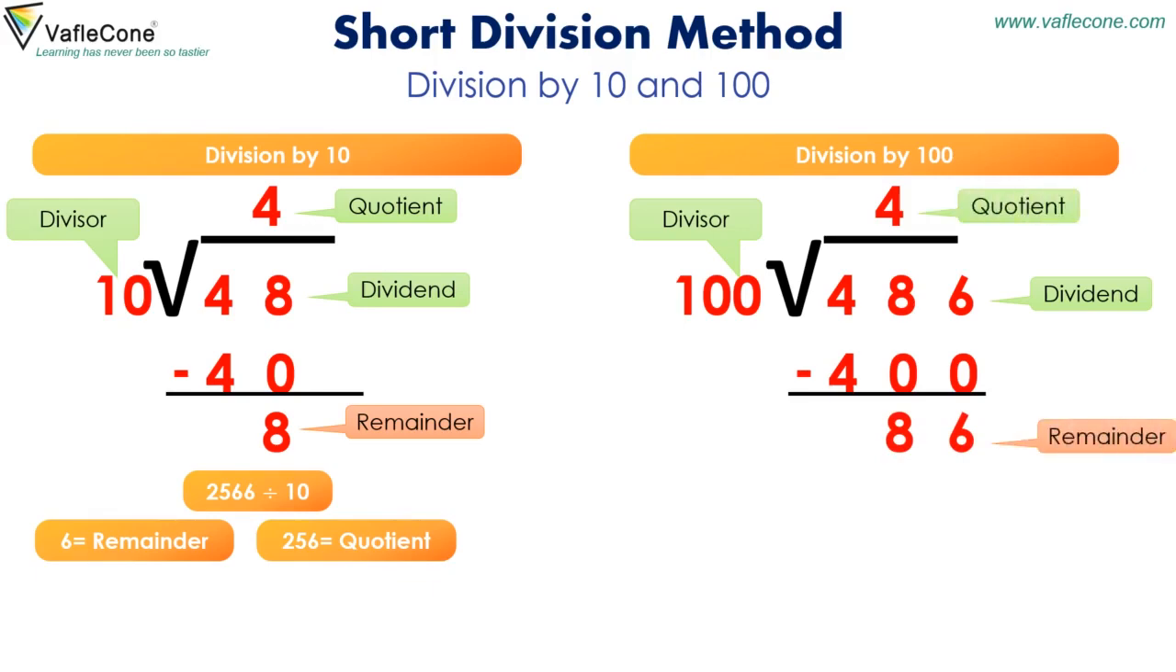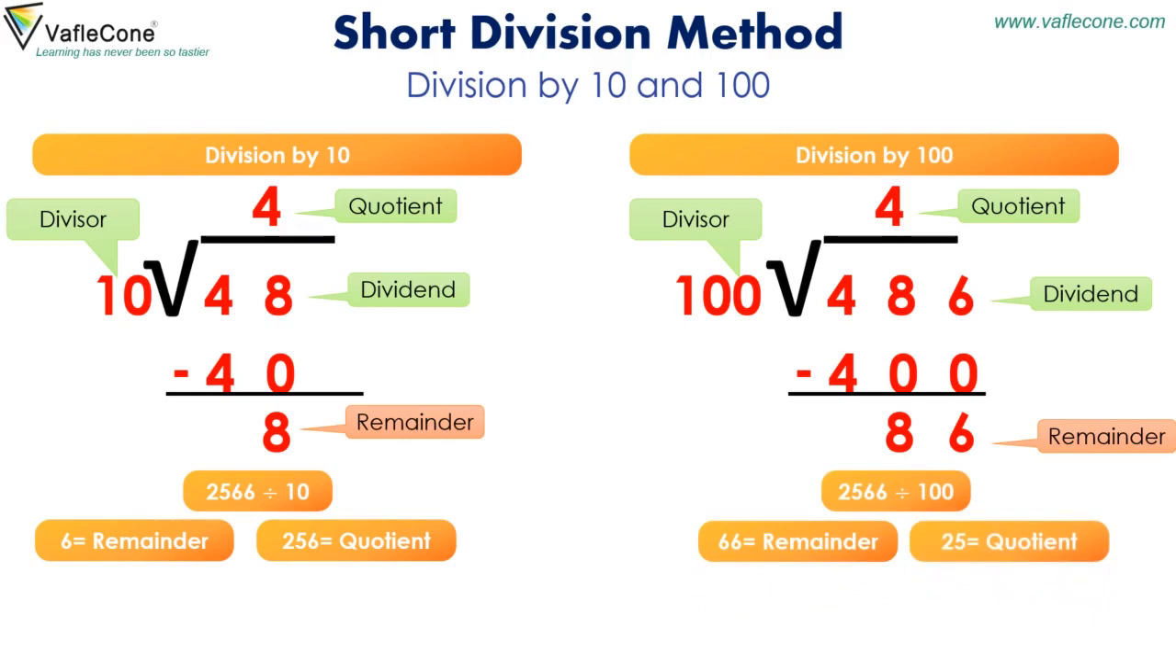So when we divide a number by 100, then digits in ones and tens place become the remainder, while the remaining number forms the quotient, like in 2566 divided by 100, 66 is the remainder and 25 is the quotient.